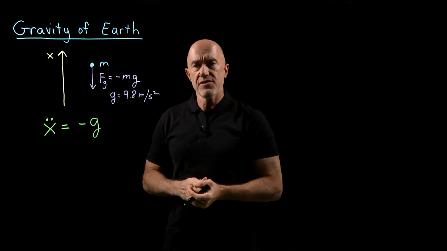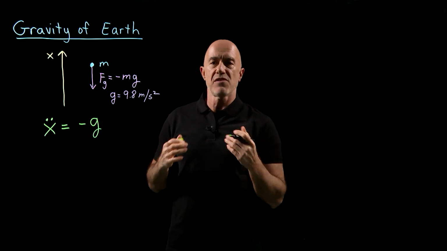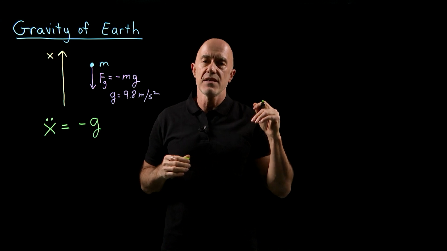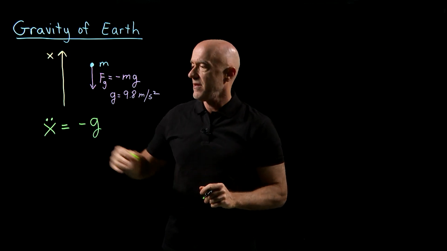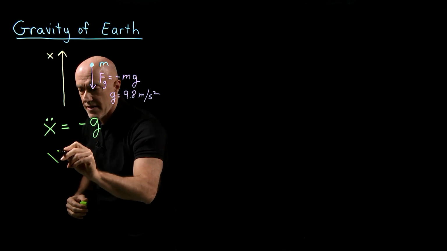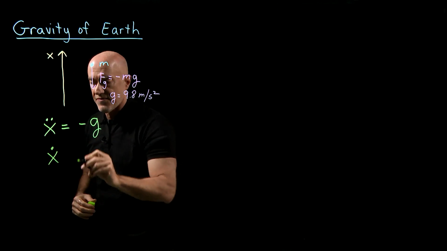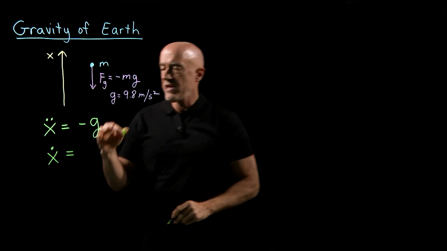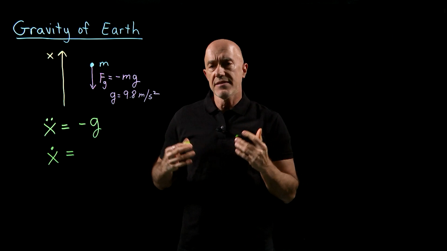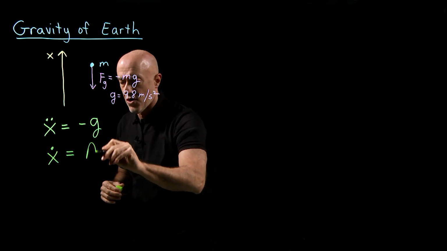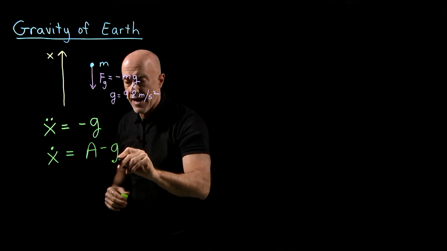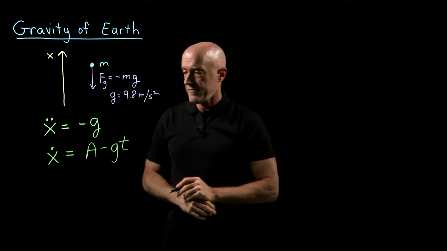We can start integrating. We can use the fundamental theorem of calculus. So the integral of a derivative is just the function itself. So if we integrate the left-hand side with respect to time, then from the acceleration we'll get the velocity. If we integrate the right-hand side, we introduce a constant of integration, which we can call a, and then we integrate minus g, and that will become minus g times t.